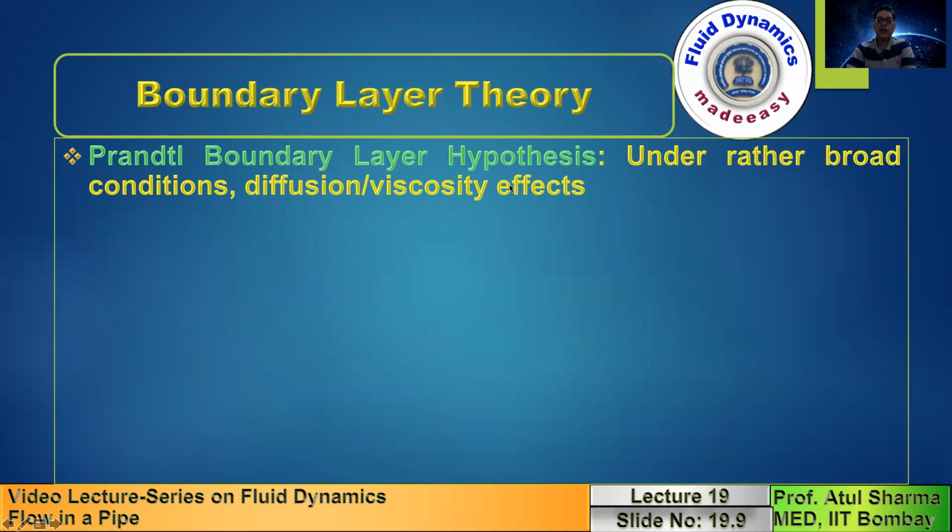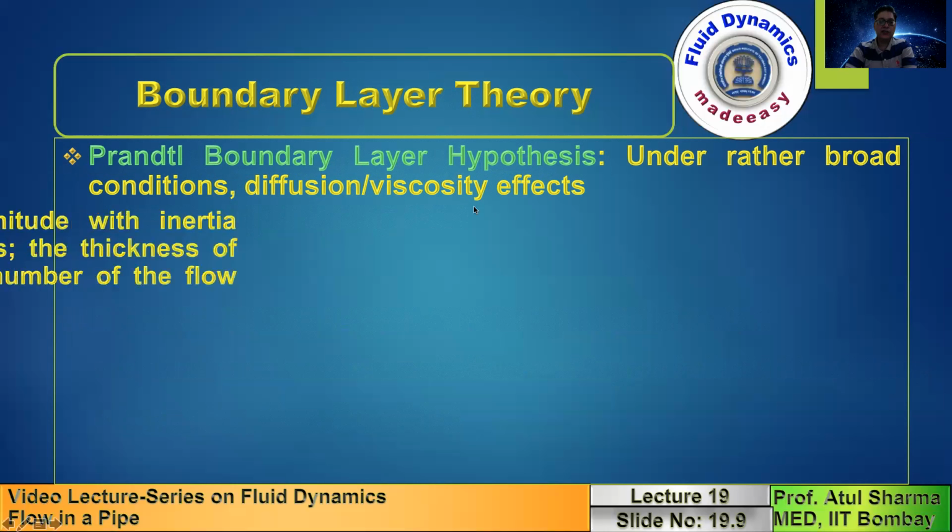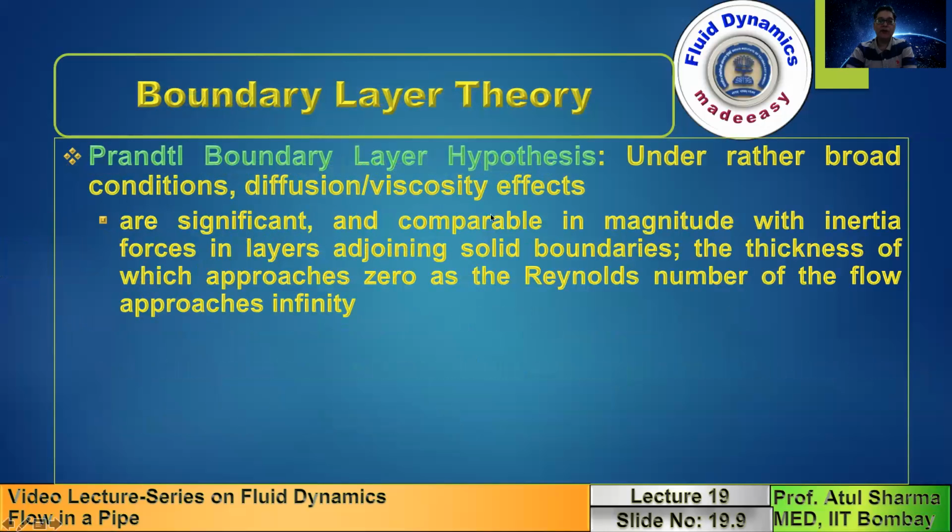Prandtl proposed boundary layer theory with a hypothesis. He said, under rather broad conditions, the diffusion or viscosity effects are significant and comparable in magnitude with the inertia force in layers adjoining solid boundaries. So near the solid boundary, the viscosity effects are comparable in magnitude with inertia forces, the thickness of which approaches zero, that is, the thickness of the boundary layer approaches zero as the Reynolds number of the flow approaches infinity.